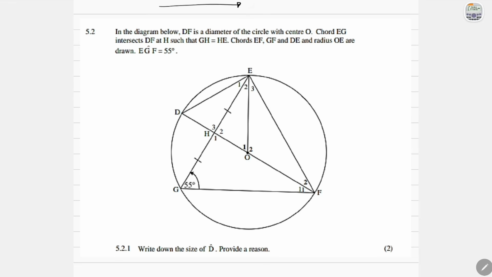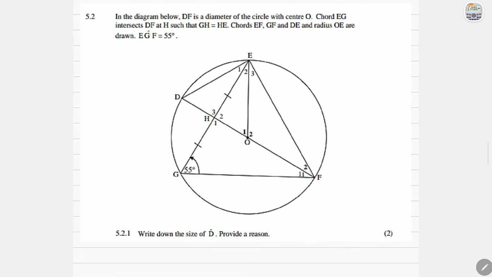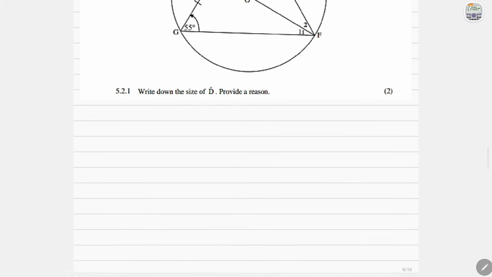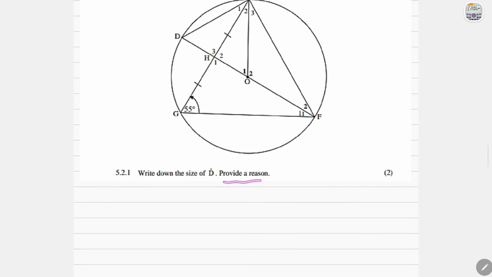Question 5.2 says, in the diagram below, DF is a diameter of the circle with center O. Chord EG intersects DF at H such that GH is equal to HE. They tell us that chords EF, GF, DE, and radius OE are drawn. Lastly, they've given us an angle: EGF is 55 degrees. The first question, 5.2.1, says, write down the size of angle D and provide a reason.